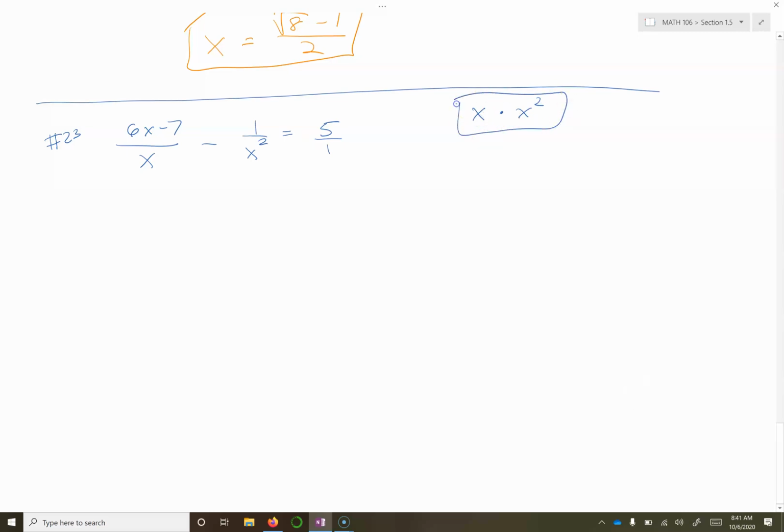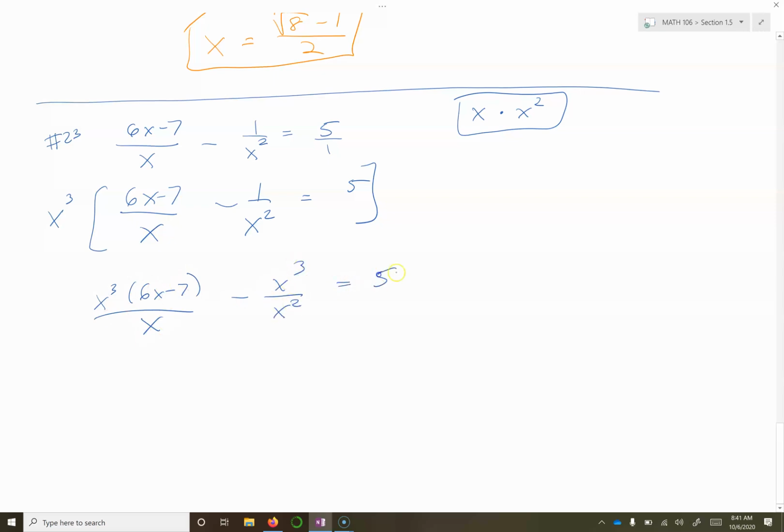What I'm going to do with that is I'm now going to multiply. So really x times x squared is x cubed, so I could just write that x cubed. I'm going to multiply every term in the equation by x cubed. So let's just see what happens. We're going to have x cubed times 6x minus 7 over x, minus x cubed over x squared, equals 5x cubed.